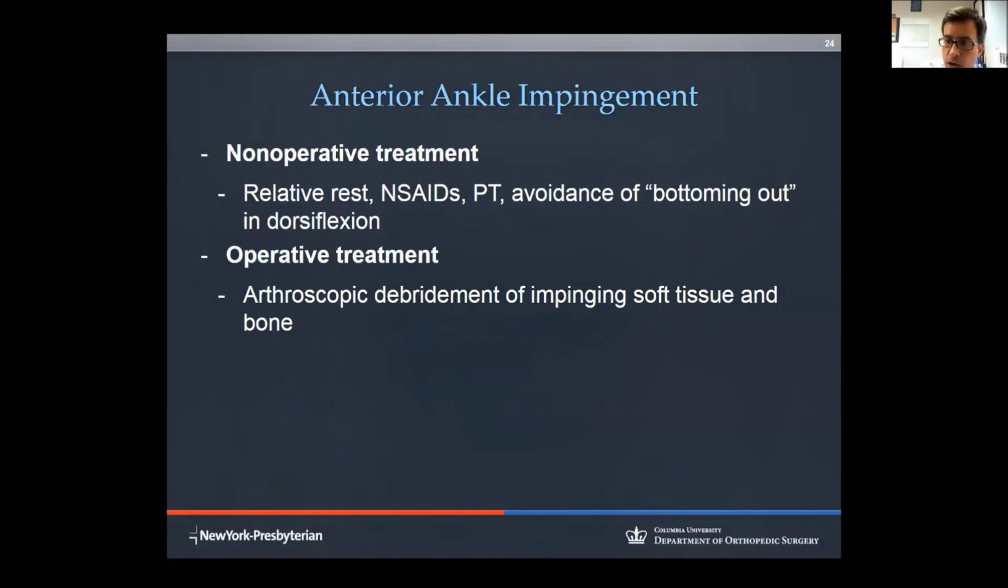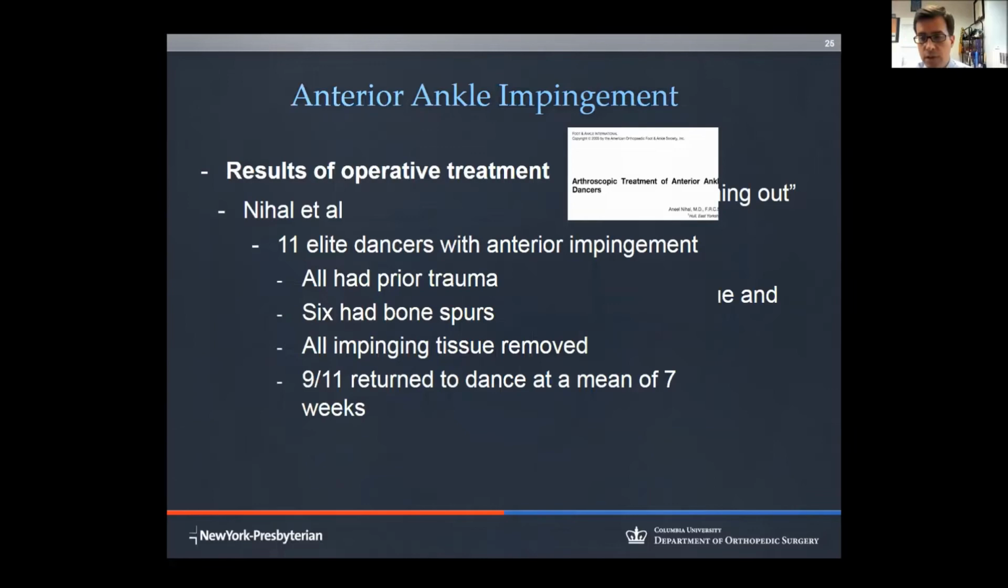From a non-operative standpoint, the main thing that I would point out here is that you just want to avoid that kind of maximal dorsiflexion, because that's really what is going to cause the problem and cause the impingement. From an operative standpoint, certainly arthroscopic debridement of the impinging soft tissue and bone is the treatment of choice, and there are certainly a host of studies that have looked at that, although this is the only one that's really looked at it specifically in high-level dancers.